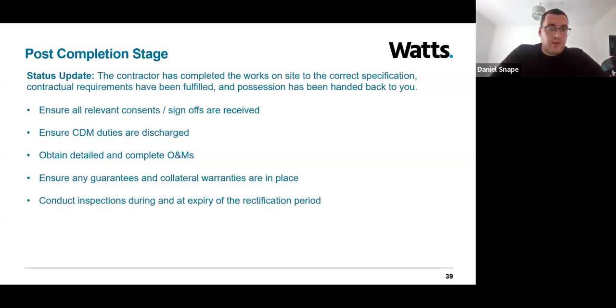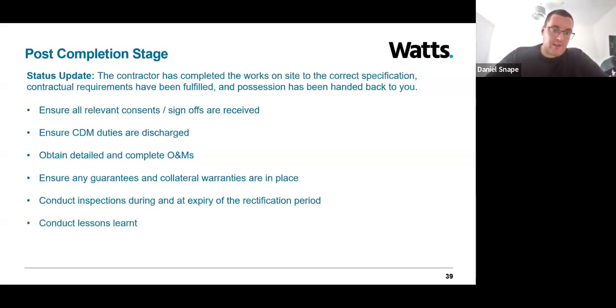So furthermore, conducting inspections during and at expiry of the rectification period is important. Inspections should be undertaken both during that period and at expiry, to ensure that any defects that are visible or apparent can be raised and addressed promptly and within the contractor's liable period before their retention is released.